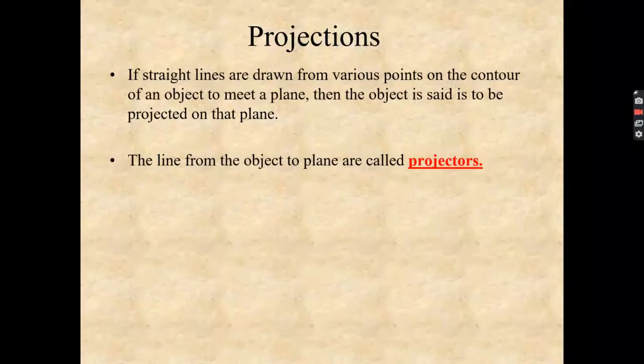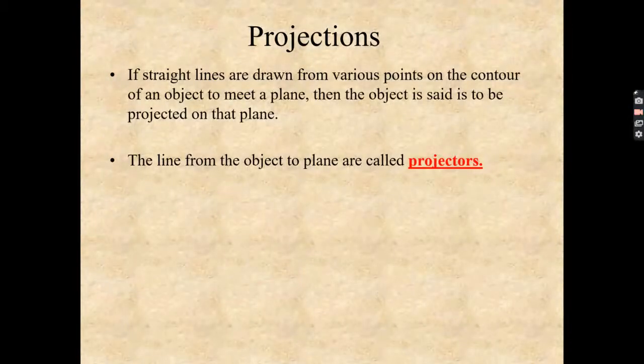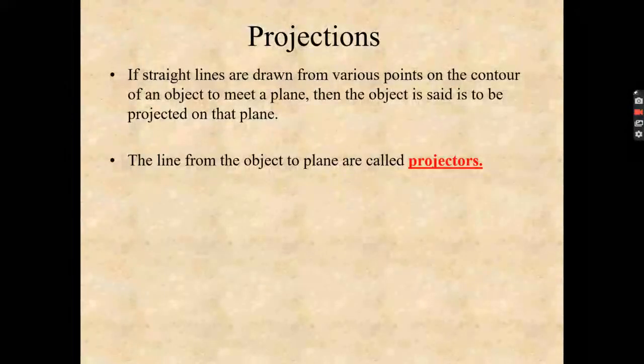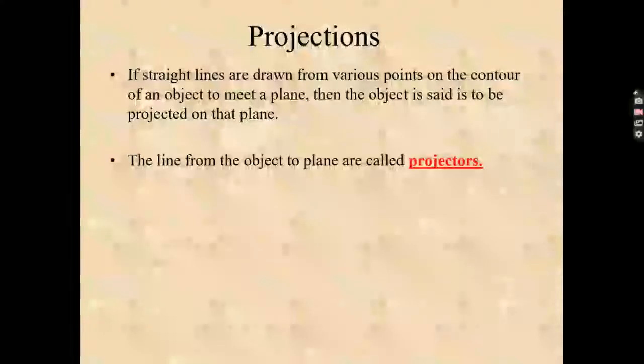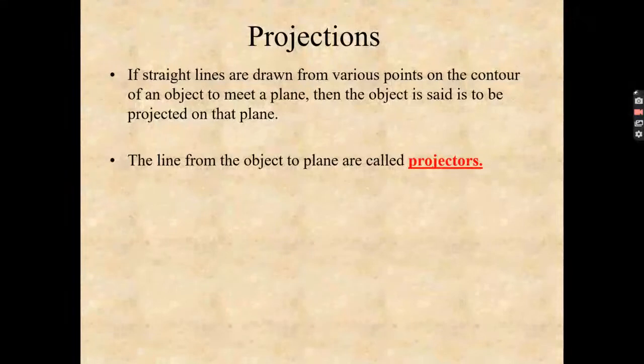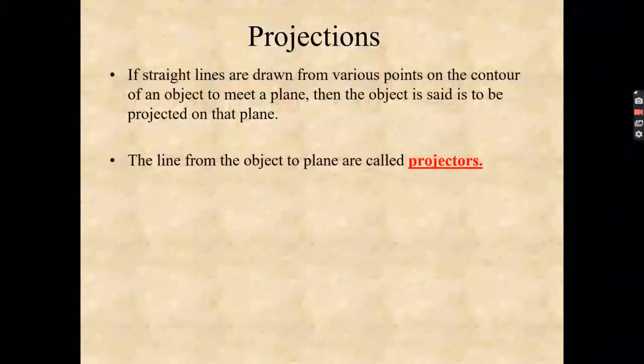And the lines from the object to the plane are called projectors. So, for example, you can take a shadow. The shadow of an object is nothing but the projection. Of course, the projection and shadow are different things, but for example, you can take it. So the lines from the object to the plane are called projectors. Projectors are nothing but the rays.